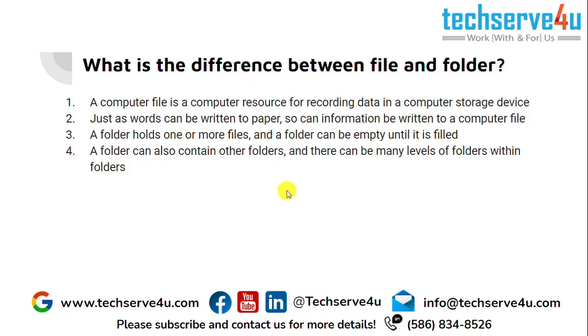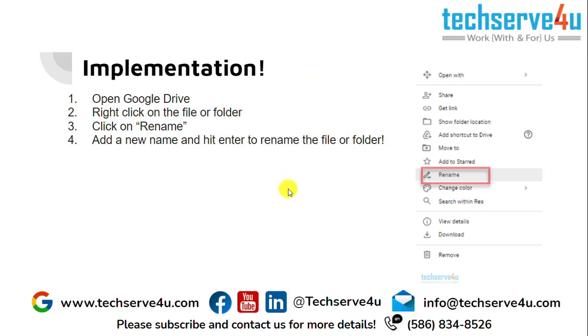So, a computer file is a computer resource for storing your data, and a folder is used for organizing your files. To learn more about the difference between file and folder, you can come back here later. So this is how we are going to implement this video. Now let's get started.